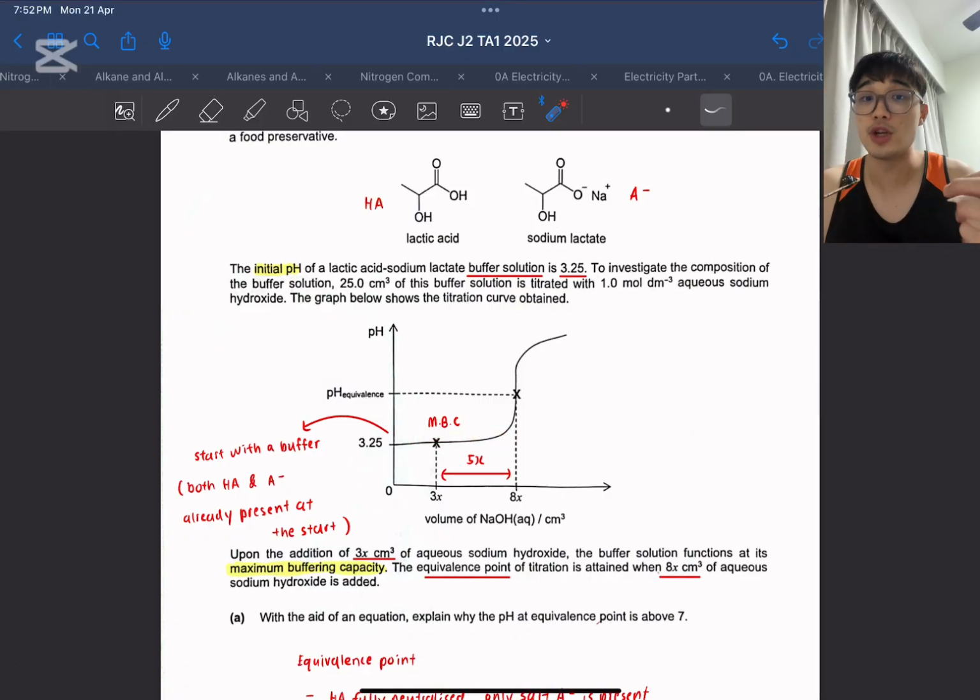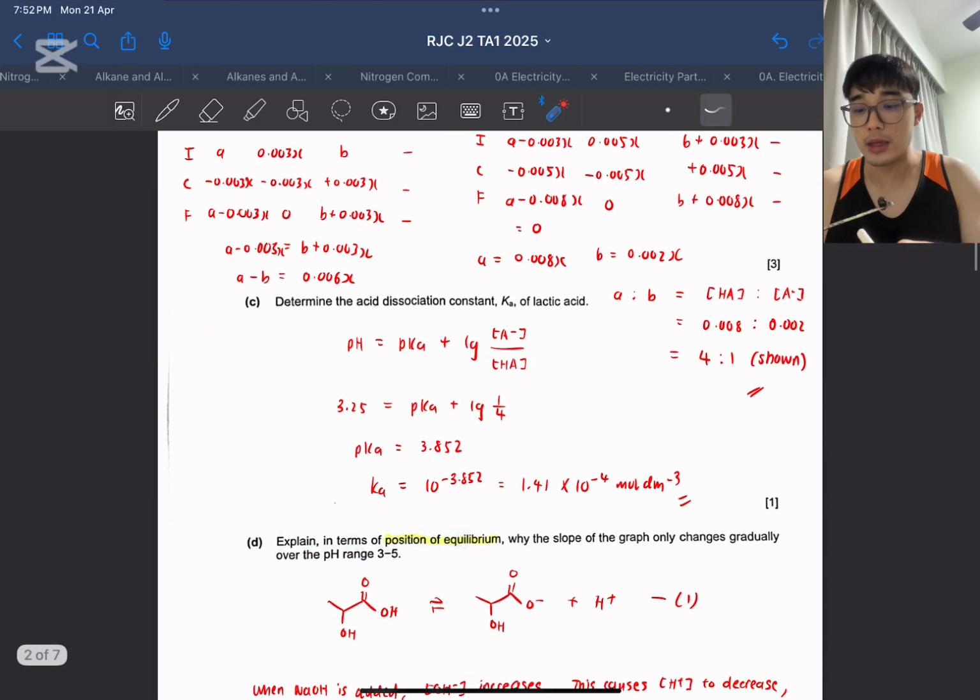Now, the reason why it changes gradually is, as we all know, buffer. The whole point of a buffer is to resist the pH change. That's why the pH change is very gradual. Okay, so our goal here is basically to explain how the buffer works. But we need to do it in terms of POE.